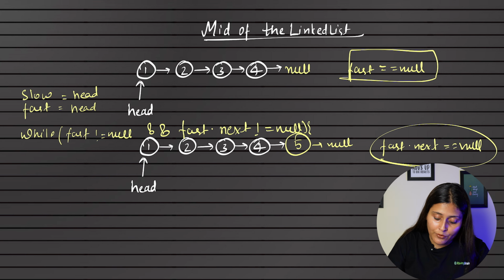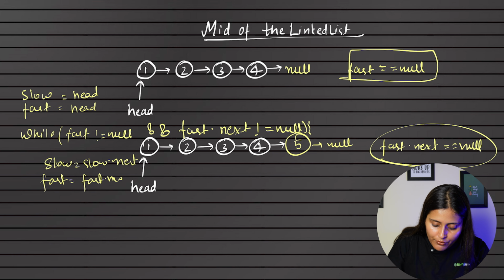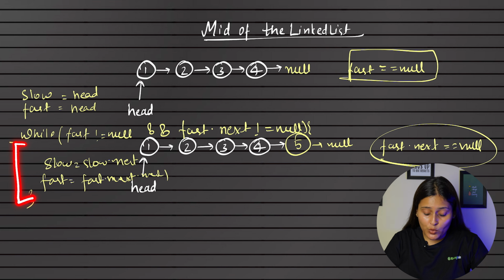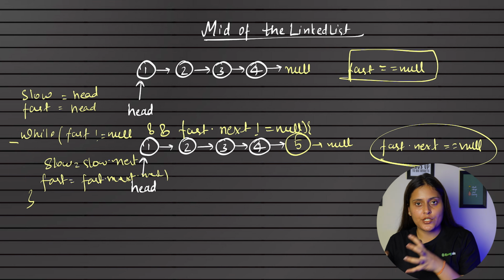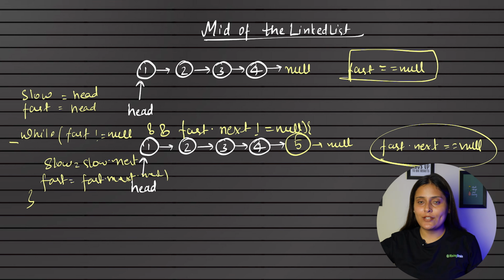Now inside this what we have to do? Simple. Move your slow by 1 step, means slow is equal to slow dot next, and move your fast by 2 steps, means fast is equal to fast dot next dot next, and that's it. And after finishing this while loop, we know wherever our slow is pointing to, that will be our answer. So let's write the code for this.